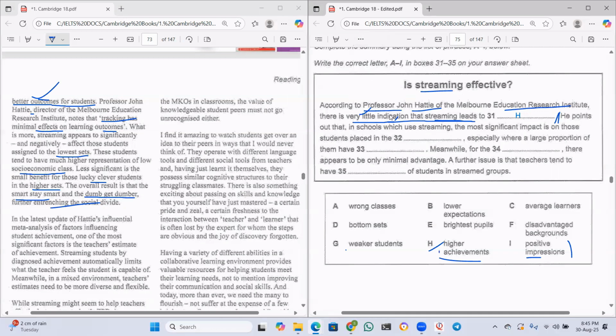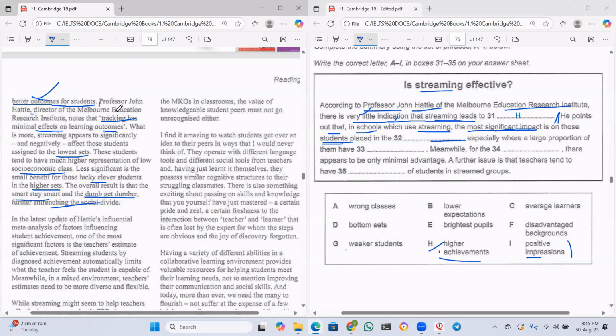Okay. Next, we have question 32. But let us see what is happening here. So he points out that in schools which use streaming, the most significant impact is on those students placed in dash. So he's talking about students and the most significant impact. So which student category has the most important impact? So let us read further.